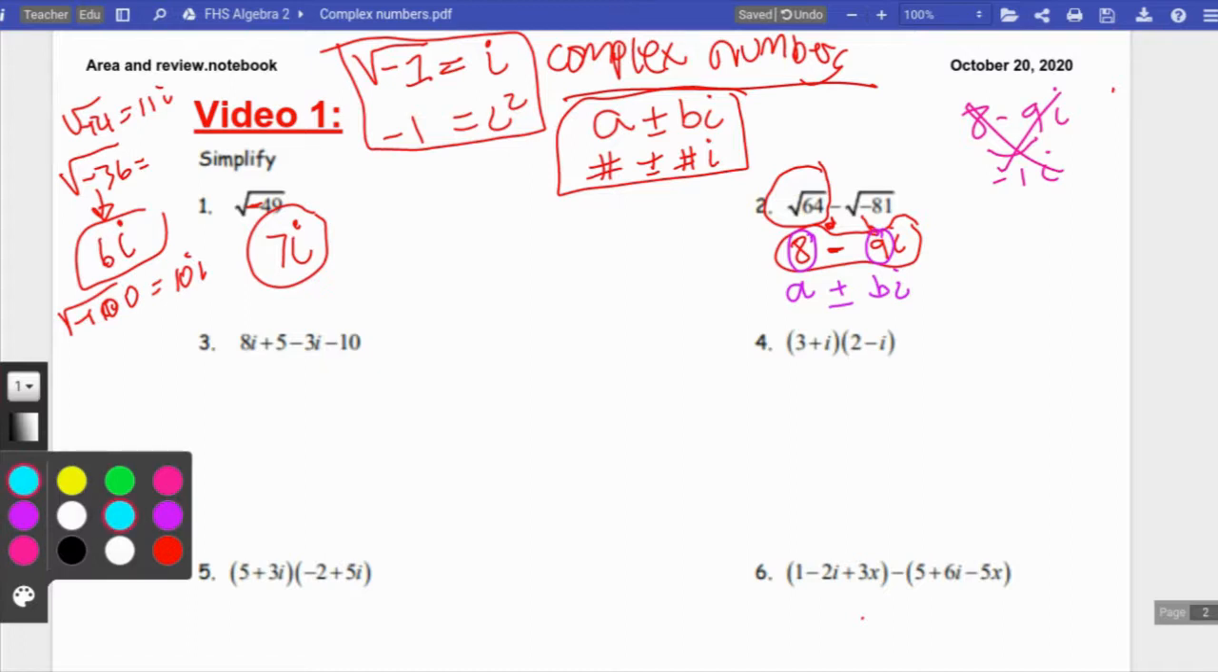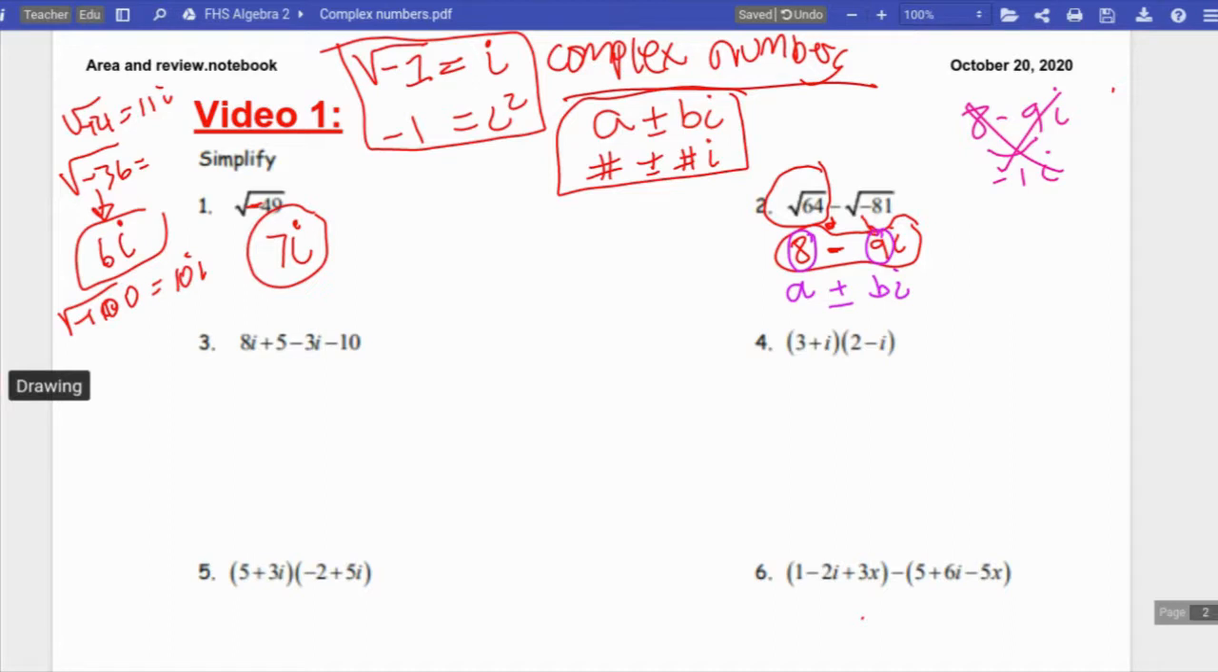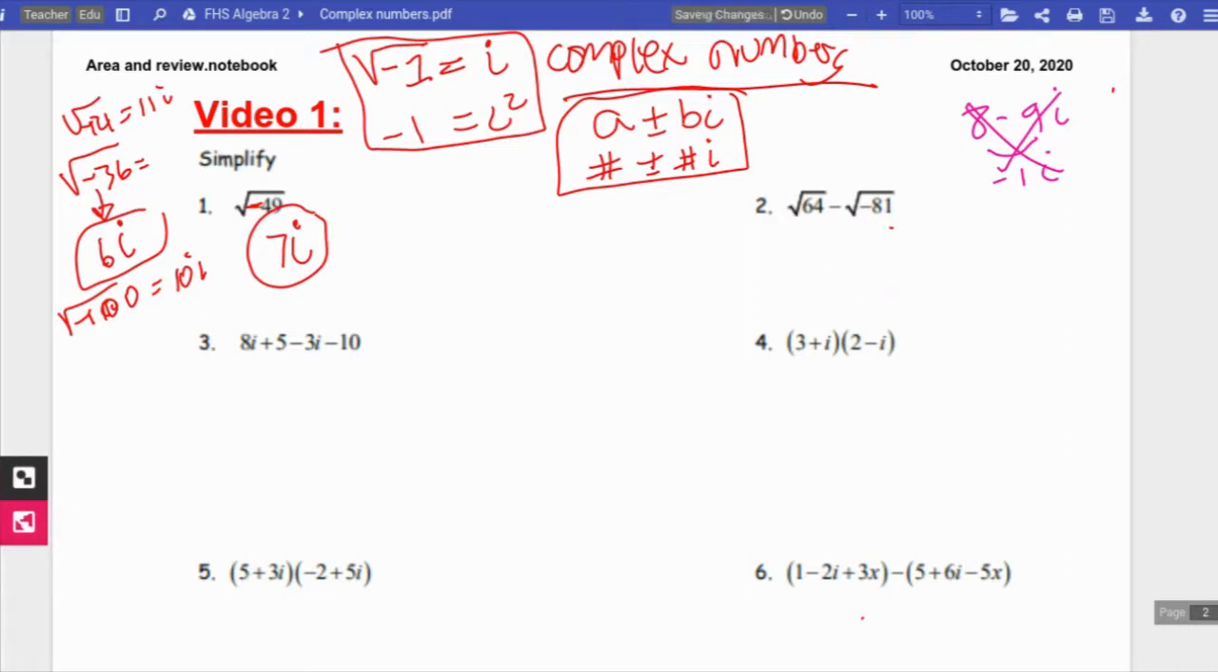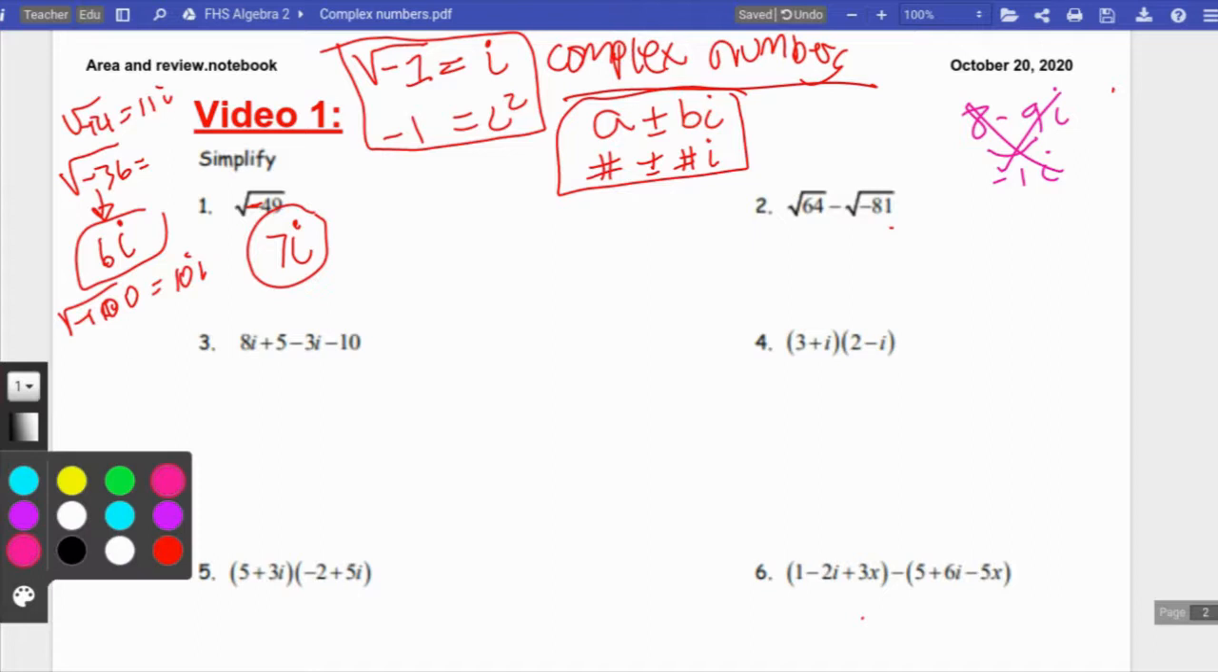All right. Again, the answer to this question, let me just erase it. We're going to do it one more time. We have the square root of 64 is 8. The negative came right down. Because there's a negative inside, the i comes out, and the square root of 81 was 9. Done deal. All right, let's go to number 3.